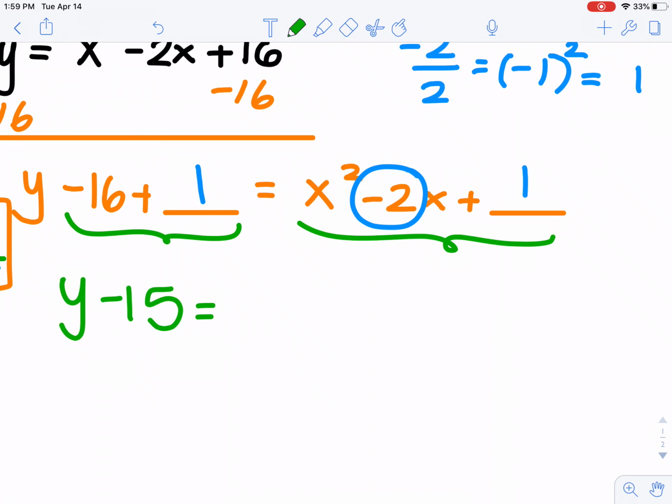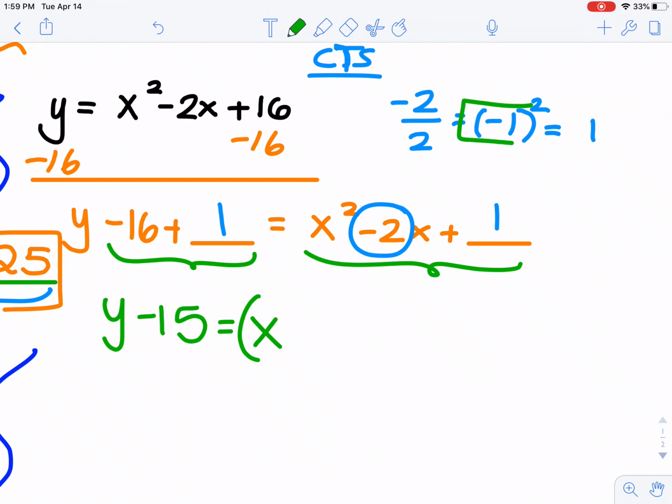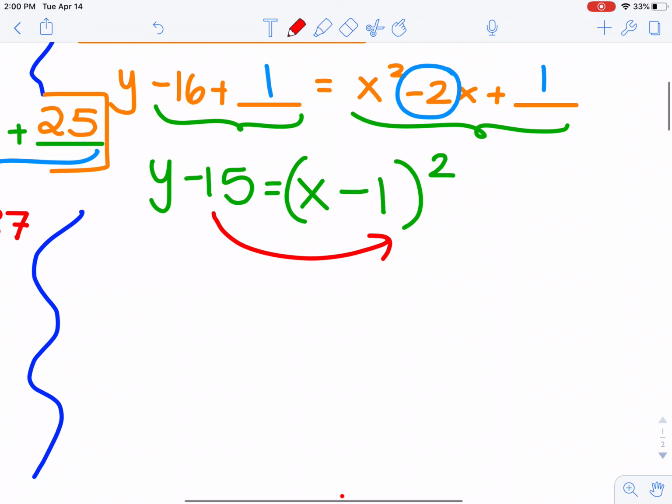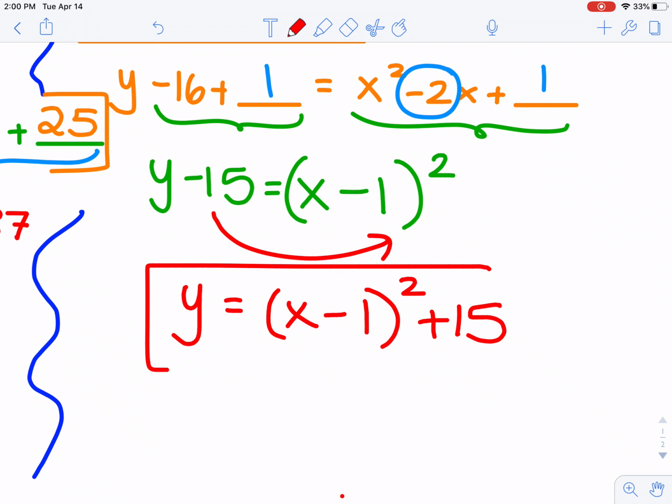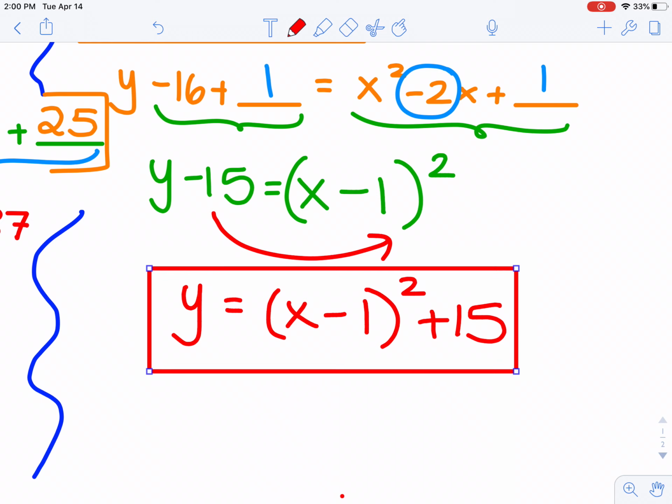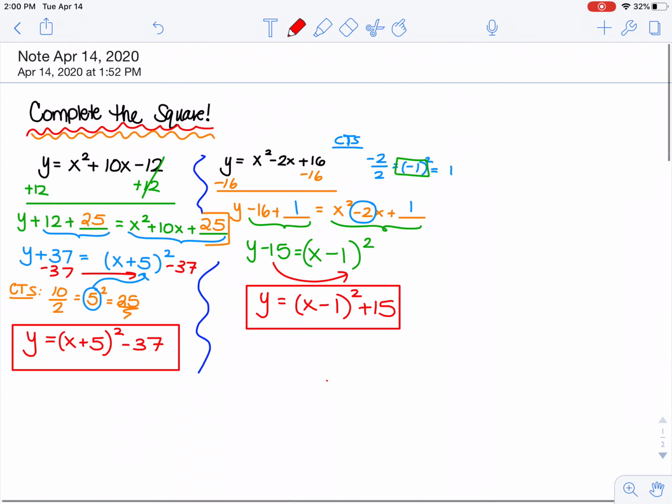Factor. But the trick is whatever this number is before you square it, so including the minus, is what goes in the parentheses. And now last step is to just move that back over. So we're going to add the 15 over to the other side. So my final answer is x minus 1 quantity squared plus 15. And that's the answer. That's the much quicker version of completing the square.